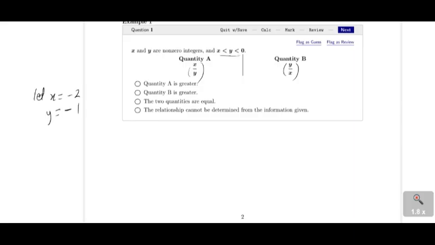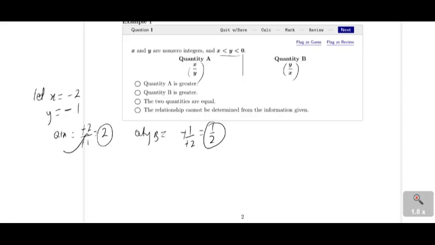All right, so quantity A. What does quantity A say? It says x over y. So x is -2, y is -1. And clearly the negatives will cancel, so we have 2. Then quantity B says y over x. y is -1, x is -2. The negatives are going to cancel, and then we have half. Now let's compare. Quantity A is 2. Quantity B is half. Which one is greater? Of course, clearly you can see quantity A is greater here.